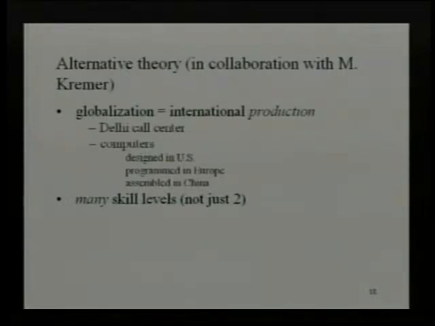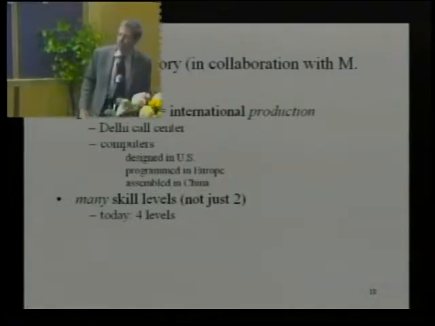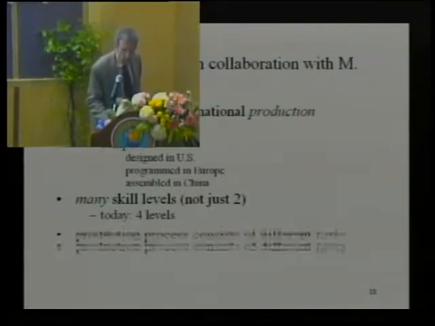So that's one ingredient. Another important ingredient to the theory is the idea that labor doesn't just come in two varieties, high skill and low skill. There are actually many skill levels in between. For my purposes today, I'm going to assume that there are four levels, but that's just to simplify the discussion. In fact, there are many more than just four levels.